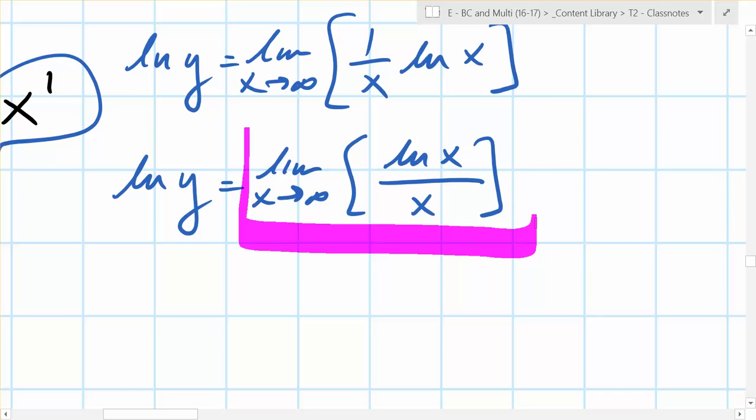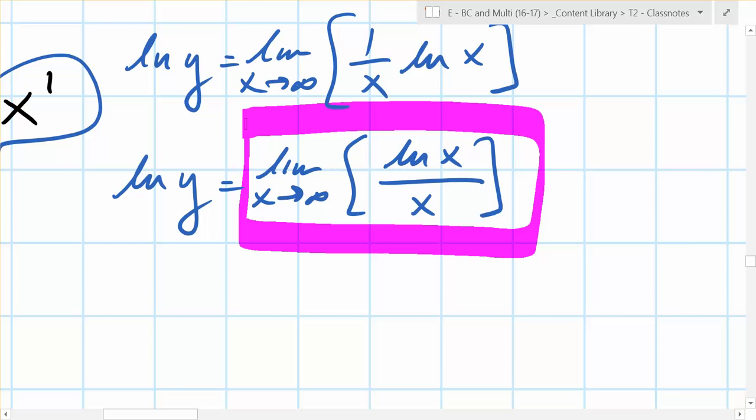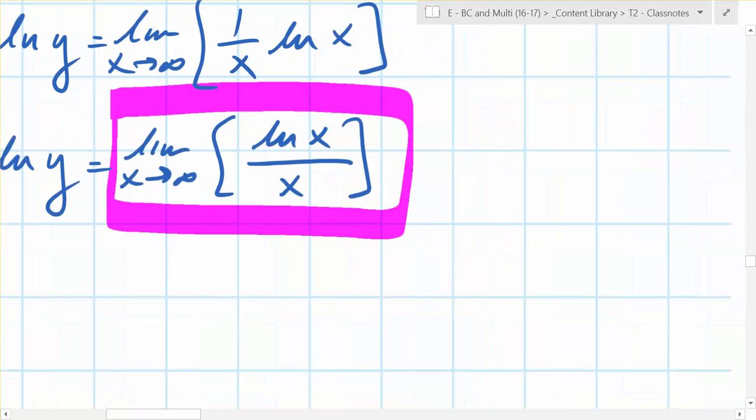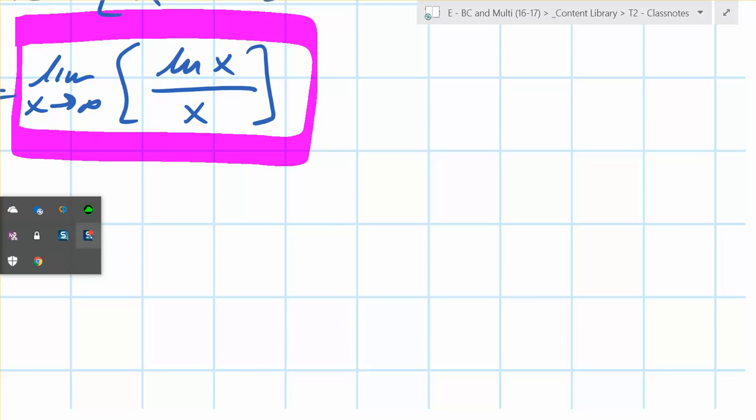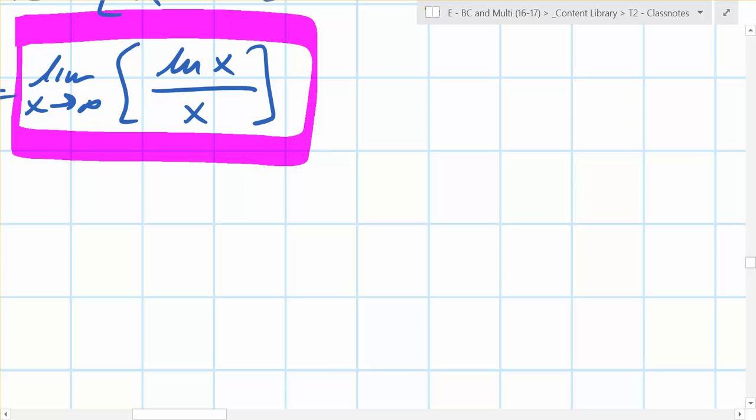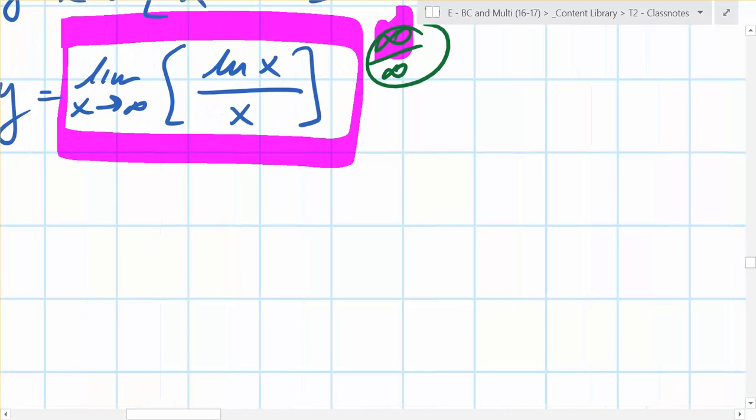I want you to basically do this now. Is that a limit you can use L'Hopital's rule with? Solve it for me. Go. Just quickly, everybody. Is that indeterminate form? Yeah, ln of x is infinity. It's infinity over infinity. So what do you do to top and bottom?